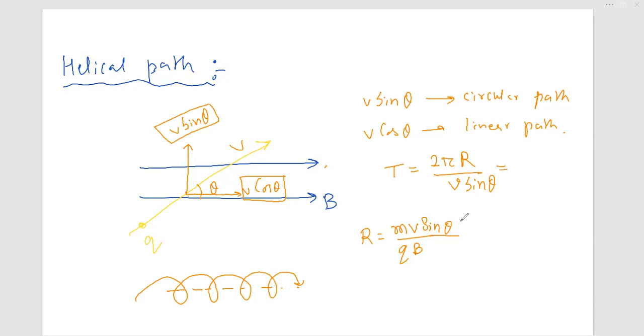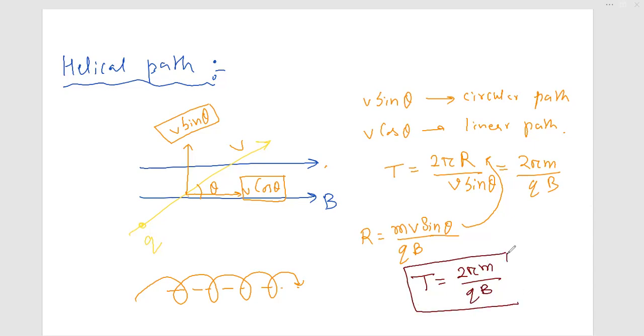So if you use this one, here, you will get 2 pi m. V sin theta will cancel out and it will become qb. So this is important to note that time period will be given by 2 pi m by qb, which is independent of both speed and its direction with the magnetic field. So this time period is always constant. And this property is used in one device called cyclotron.